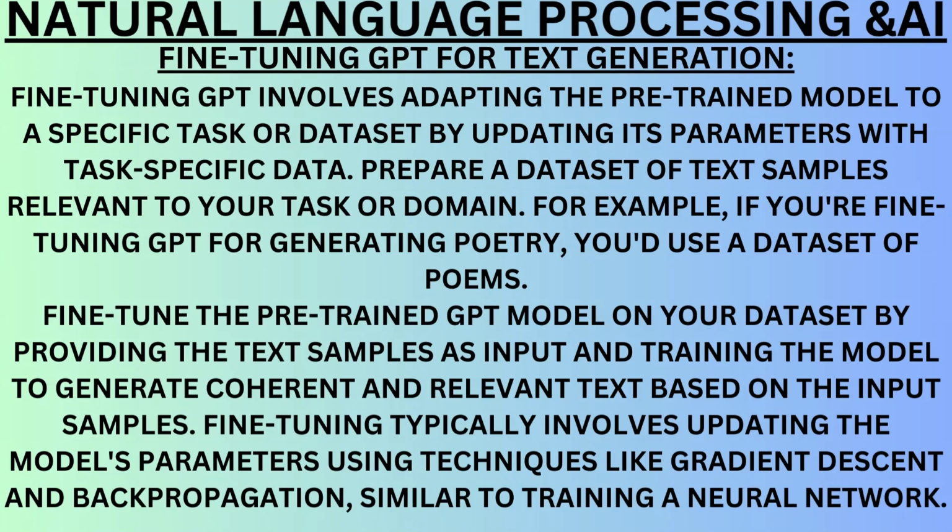Fine-tuning GPT involves adapting the pre-trained model to a specific task or dataset by updating its parameters with task-specific data. Prepare a dataset of text samples relevant to your task or domain. For example, if you are fine-tuning GPT for generating poetry, you would use a dataset of poems.